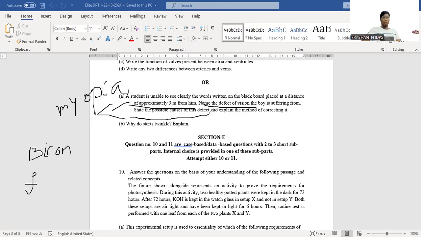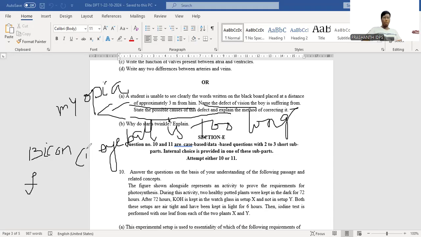State the possible causes of this defect and explain the method of correcting it. So he's asking, state the possible causes. What are the possible causes? I have given the notes. So I'll give you again. I'll just tell you again. The eyeball is too long. The people who are having myopia, the eyeball will be too long. It is eyeball, E-Y-E. Okay.